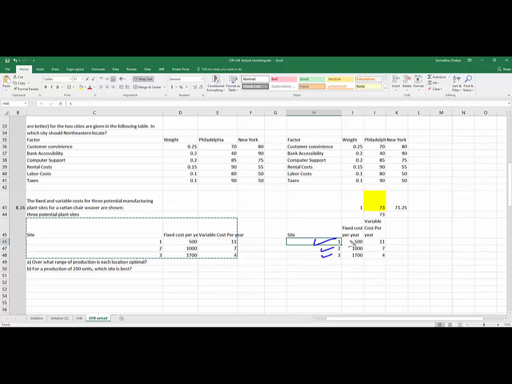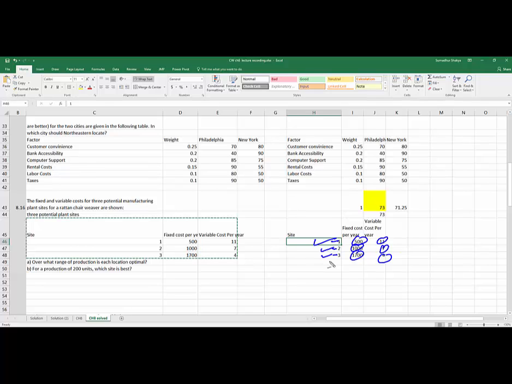They have an annual fixed cost of 500,000, 1000, 1700. Variable cost is also given to us. Now the deciding factor would be for what range of production site 1 is good, for what range of production site 2 is good, and 3, and so on. This is based off a similar concept of break-even analysis: how much do you have to produce in order to recuperate your investment cost.